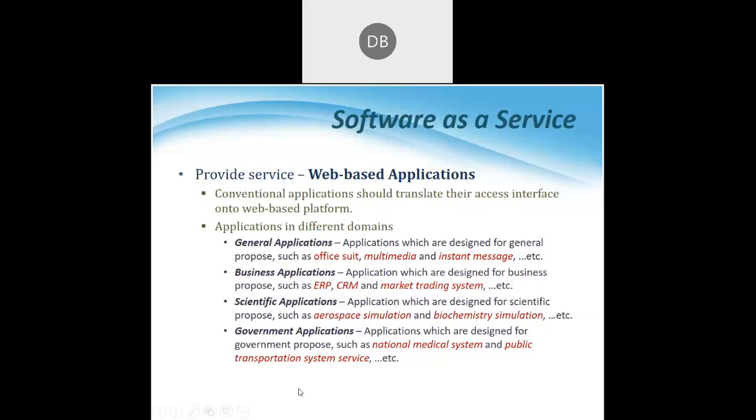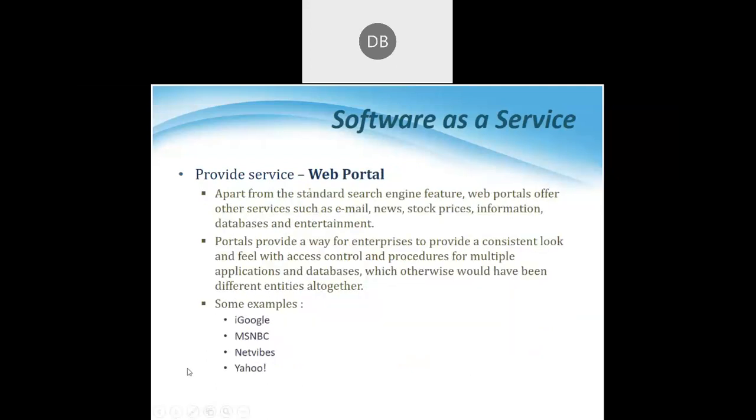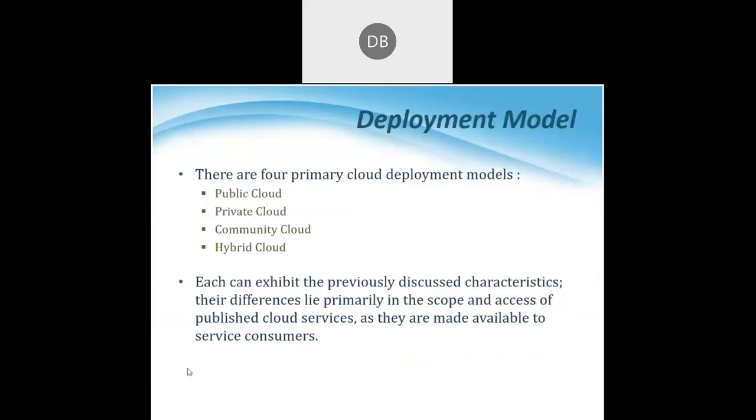So SaaS can be used for general applications, for business applications, for scientific applications, and government applications. So Web 2.0 is an example of these SaaS systems. Many applications like Office Suite, multimedia, instant messages, are various applications which can be provided as a web-based application in a SaaS model. Then for business organizations, ERP, then Salesforce, the SAP software, that is ERP software, Salesforce, a popular CRM software, market trading systems like the stock market trading system. All these are business applications which can be executed at the SaaS level for a cloud infrastructure.